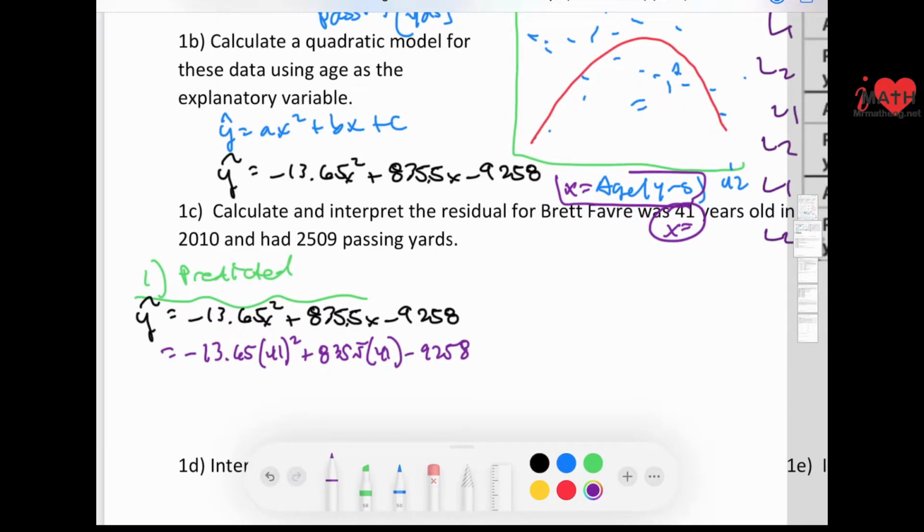And don't forget you're using PEMDAS, the order of operations, which is basically telling you to first do the parentheses and exponents, so you would square this one. Then multiply by negative 13.65, and then multiplication and addition. And when you do that, you will get a predicted value of 2,052 yards.